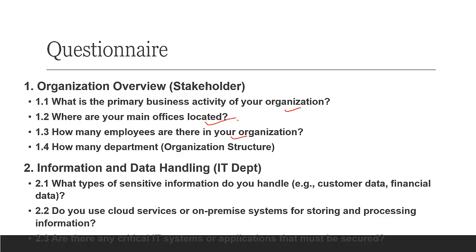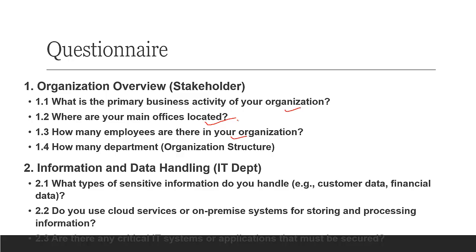Second, you also need to ask about the data. The first question you should ask is, what type of sensitive information do you handle? This question you should ask the CIO or CISO. The reason for asking this question is that it gives you visibility into the type of sensitive information they hold, and it helps in determining the critical assets that need to be protected. This also influences the selection of appropriate security controls.